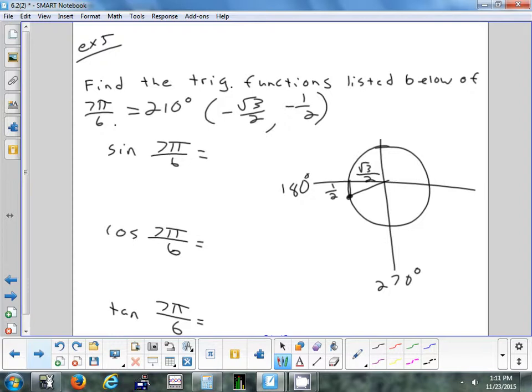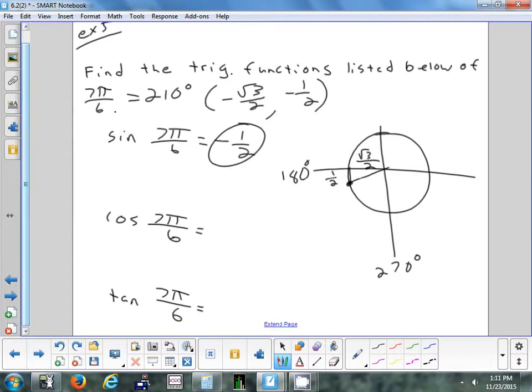All right, so how about, Maddie, what's my sine? Negative 1/2. Yep, negative 1/2. Okay, Brad, my cosine? Negative square root 3 over 2. Yep, perfect. Okay, and my tangent?